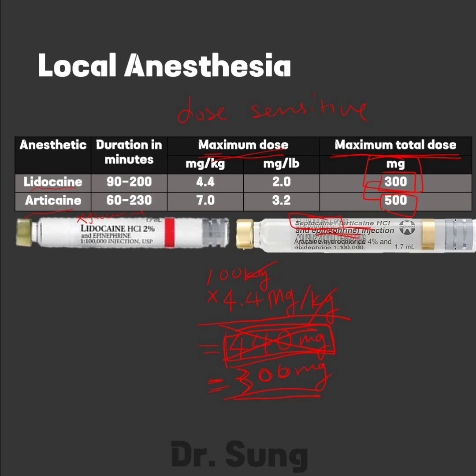Also, this maximum dose, as I showed you in the calculation, is calculated by weight. So if the patient's weight is in kilograms, you calculate 4.4 milligrams per kilogram, and if you are using pounds, use 2.0. For the Articaine, it is 7.0 milligrams per kilogram, and for pounds, 3.2. So pounds is almost half of the kilogram, but slightly more. So remember this.